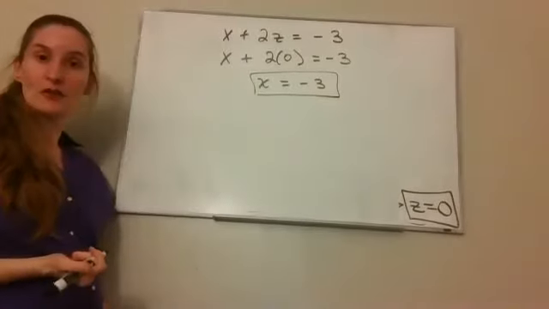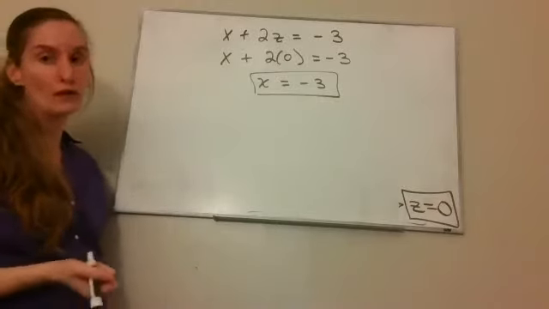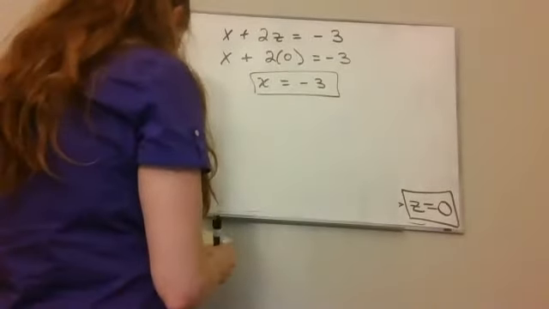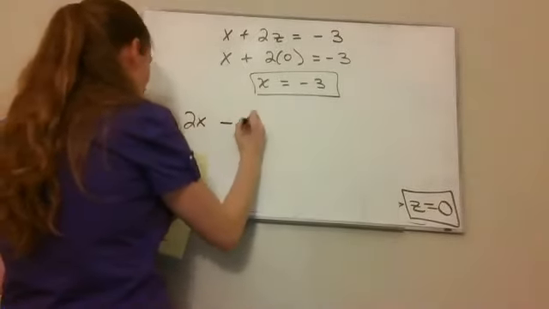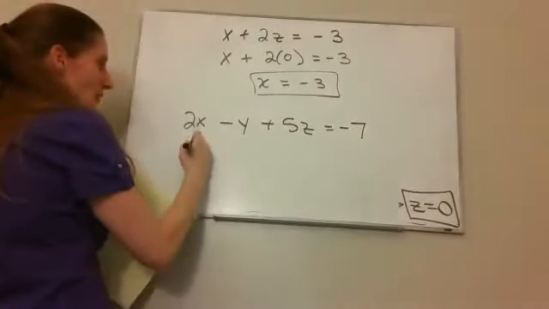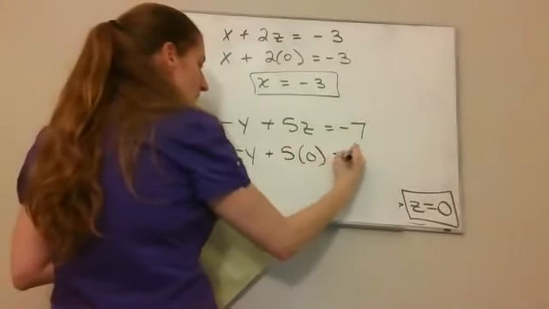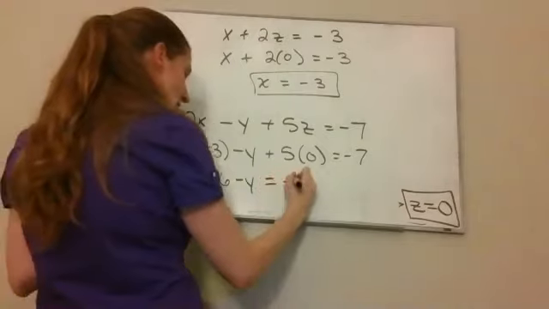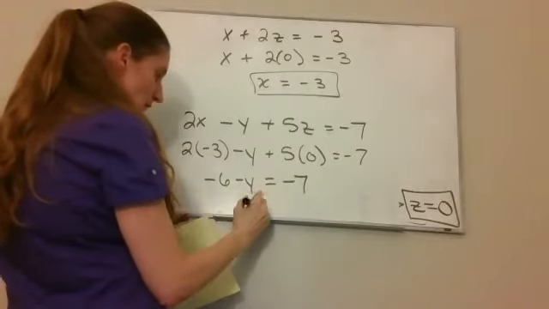So now all I have to do to finish solving the system is take these two answers and plug that into one of my original equations. And it doesn't matter which equation we use. So I'm just going to use the first equation. My very first equation was 2x minus y plus 5z equals negative 7. So I'm going to plug in all of my info. And I get negative 6 minus y equals negative 7, which is the same thing as y equals 1.